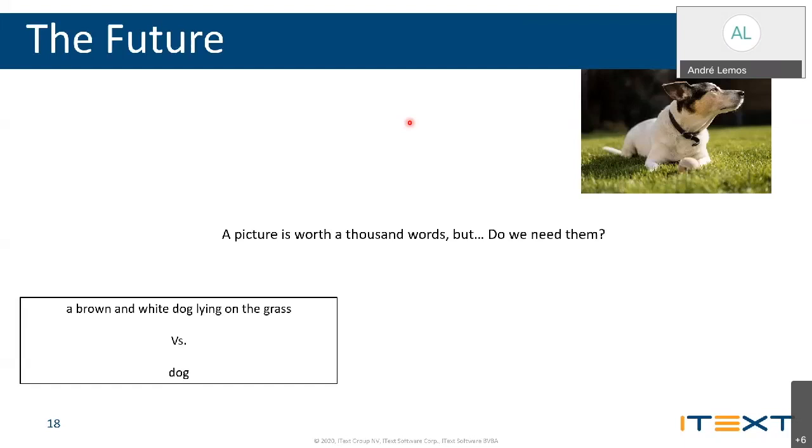Should it have been the description, a brown and white dog lying on the grass, or just dog, or I guess just grass? Obviously not grass, but what about dog? As a human you would say dog, but how do you know? How can we automate this?